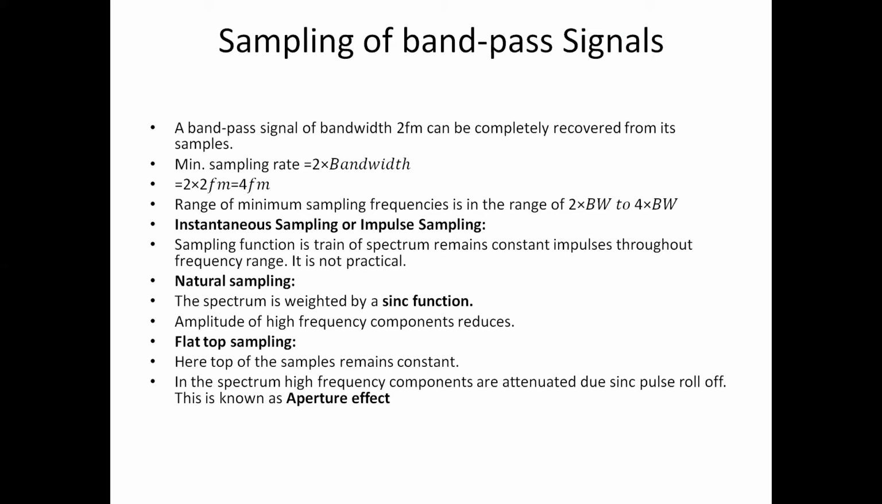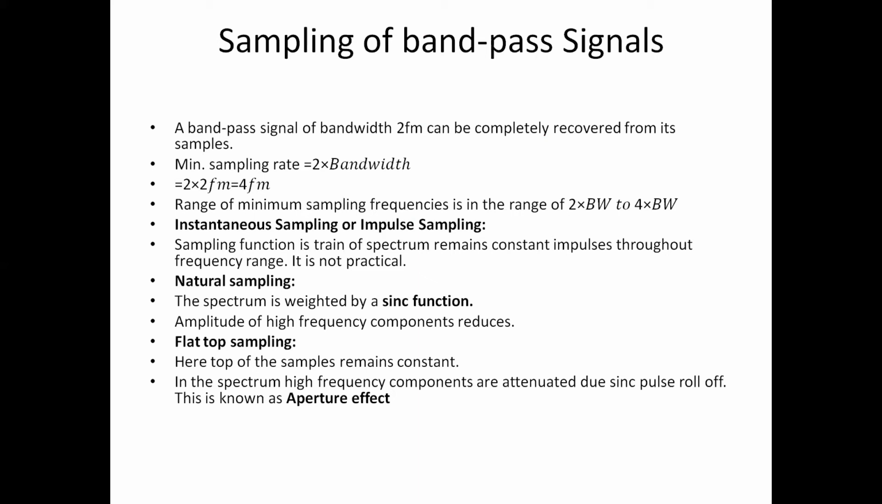Remember that this is different from the case when we are sampling a baseband signal or a low pass signal, which extends from 0 to a particular frequency. In that case, the minimum sampling rate is not 2 into bandwidth, it is just 2 into the maximum frequency component. So this is the difference between sampling of a baseband signal and a band pass signal. The range of minimum sampling frequencies is also different.